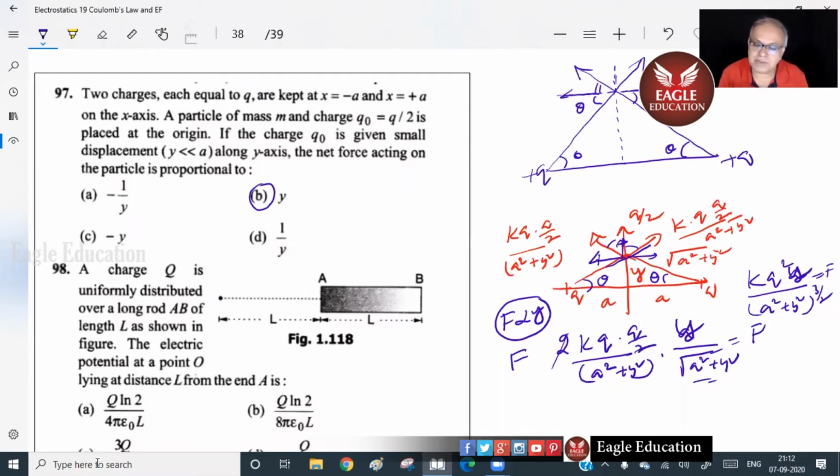So this angle was not theta, this was 90 minus theta. So it is proportional to sine theta, y by this. This is ignored, this is made zero. So force is proportional to y, and plus because it's not a restoring force, it is the force which is actually making it go further away. All right.